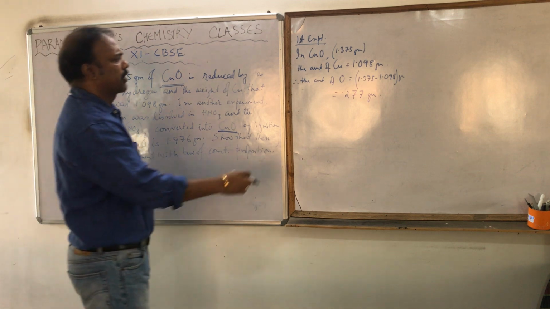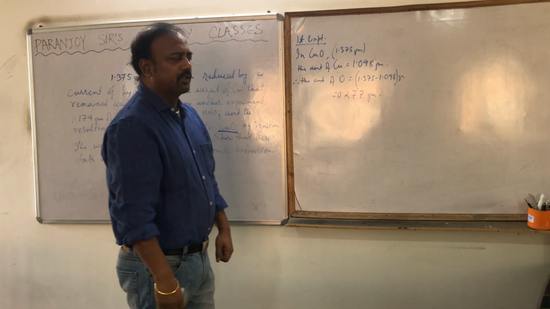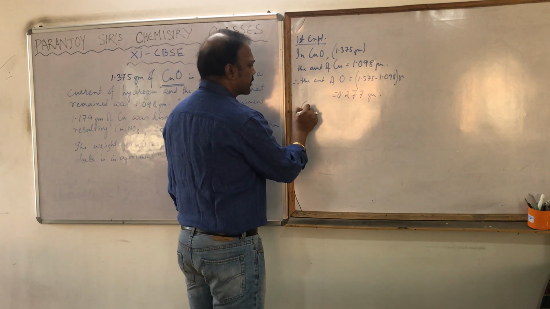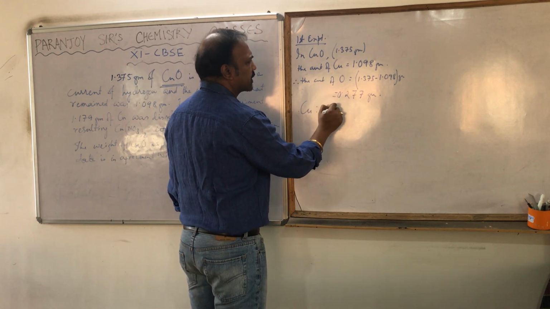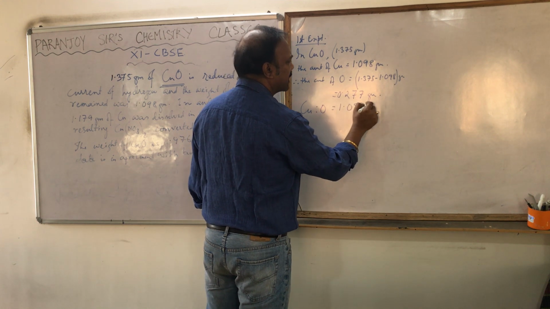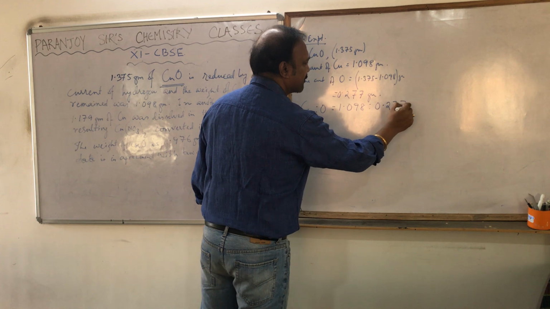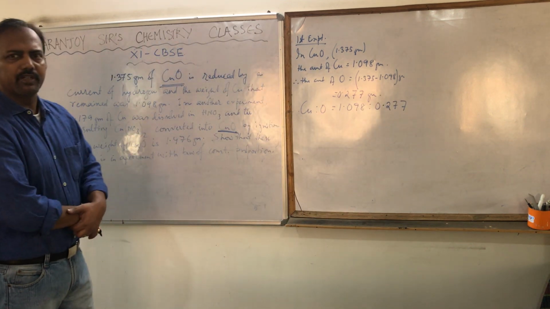0.277 gram is the amount of oxygen. Fine. So what is the ratio of Cu is to O? Cu is to O is 1.098 is to 0.277. Fine. That's the ratio of it.